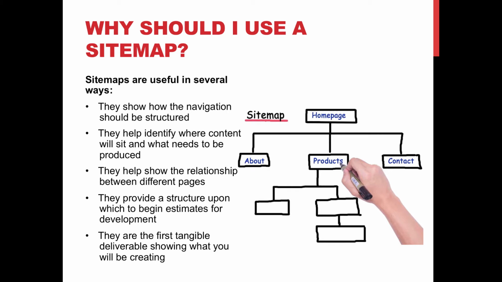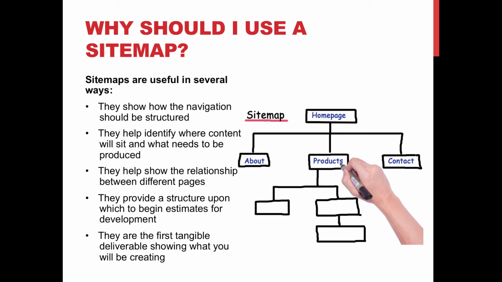Sitemaps also help identify where content will sit and what needs to be produced. They help to show the relationship between different pages, and they provide a structure upon which to begin estimates for development. And they're the first tangible deliverable showing what you will be creating.